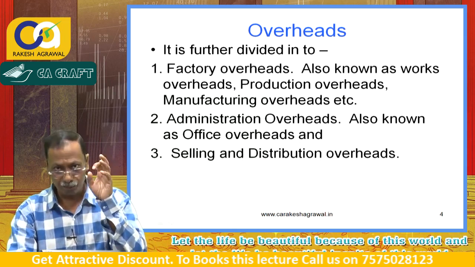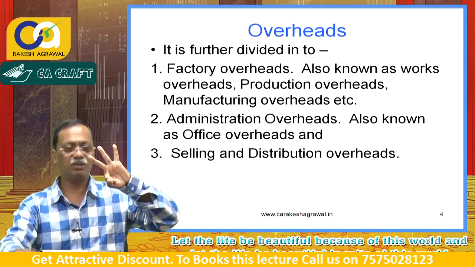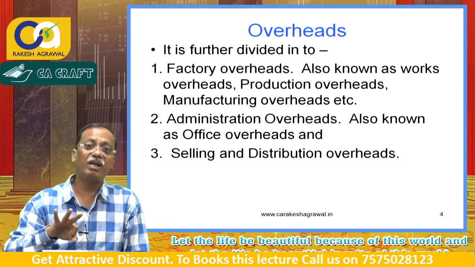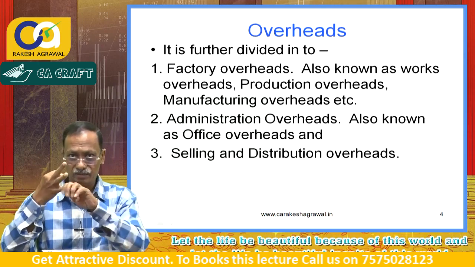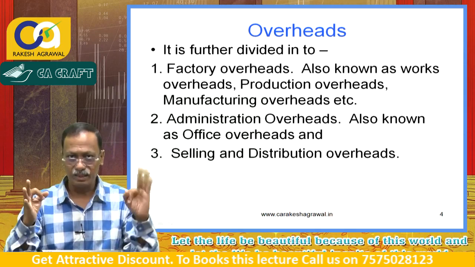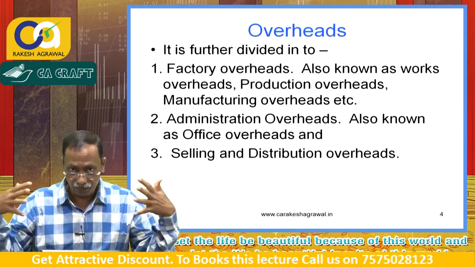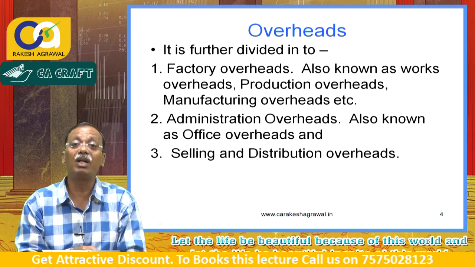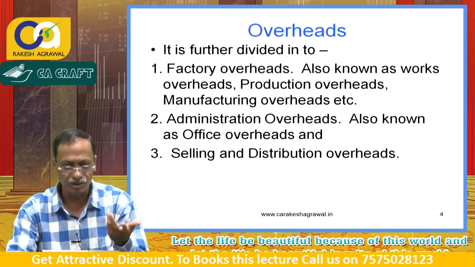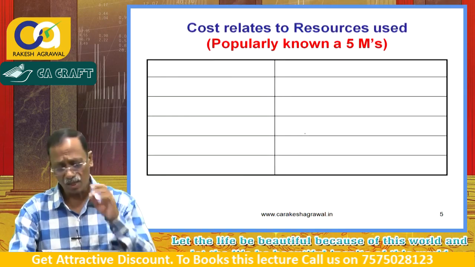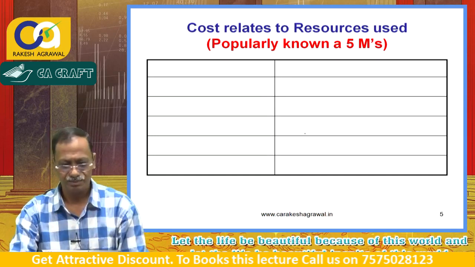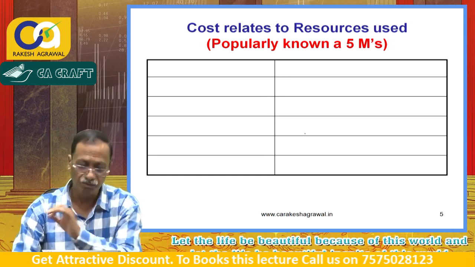Now prime cost has three items: direct material, direct labor, direct expenses. And overheads we have divided in three parts, that is factory overheads, administration overheads, and selling and distribution overheads. So with these 6 items, 3 direct and 3 indirect, if we put them in a particular sequence, we get a cost sheet. And all of you are aware of that cost sheet. It's not new for you, it's just a revision of intermediate. Before taking you to the cost sheet, I'll just try to correlate resources with cost.